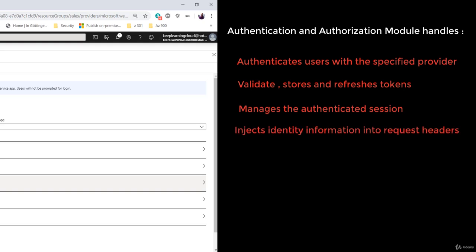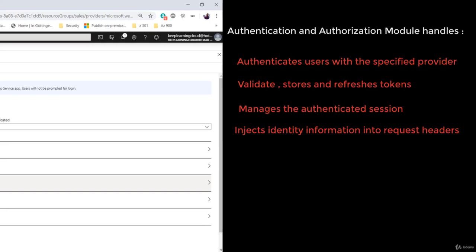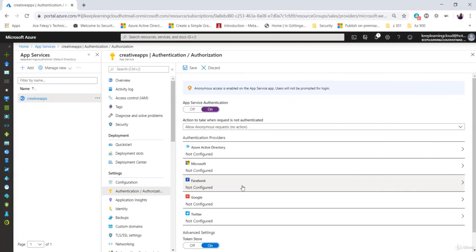This module runs separately from your application code and is configured using the app settings that you see on the screen here. You do not need any SDKs or to write code in a specific language. You don't even need to change the application code that you've already written. Authentication and authorization are two different concepts. So once the authentication is completed, you would then get into the authorization part.